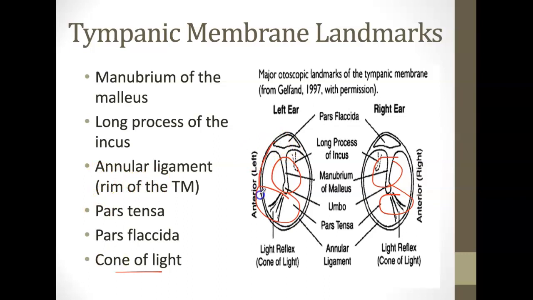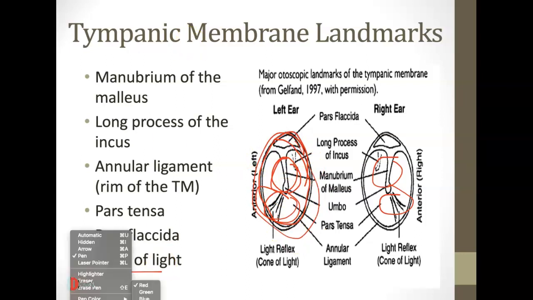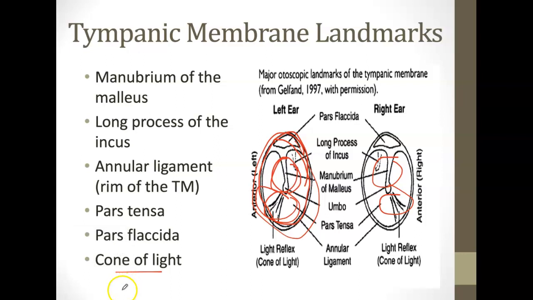You get this annular ligament that kind of holds everything in place. There it is right there. And then you have different parts, pars tensa, pars flaccida. Not really worried about those structures, but really the manubrium of the malleus, cone of light, annular ligament are really important structures. That looks messy to remember. Okay.